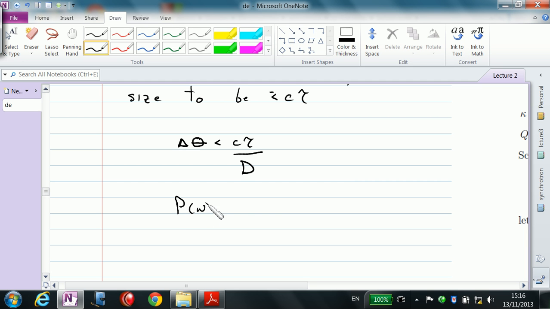Because P of omega d omega has to be equal to P of black body omega d omega times delta omega over 4 pi, right? If you're sitting inside a black body and you're seeing from all directions, you're seeing 4 pi at a given brightness temperature.